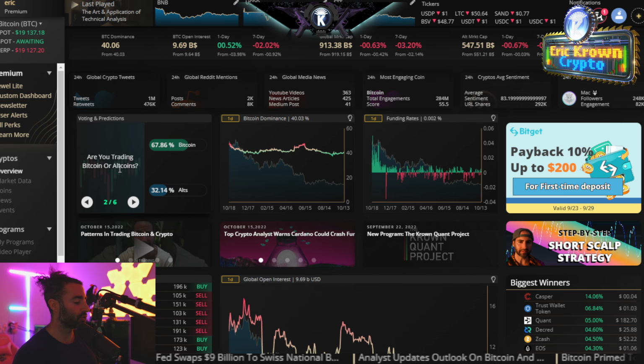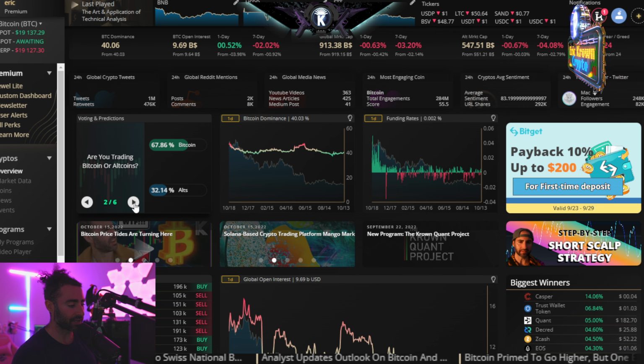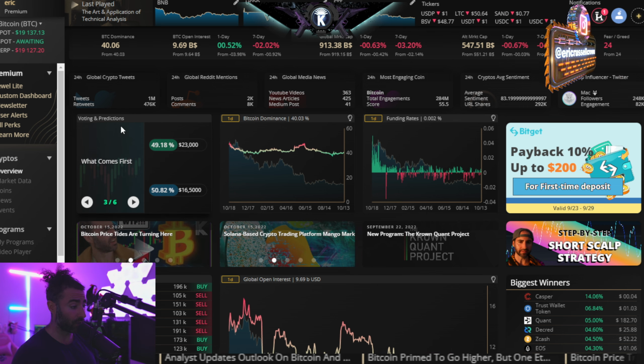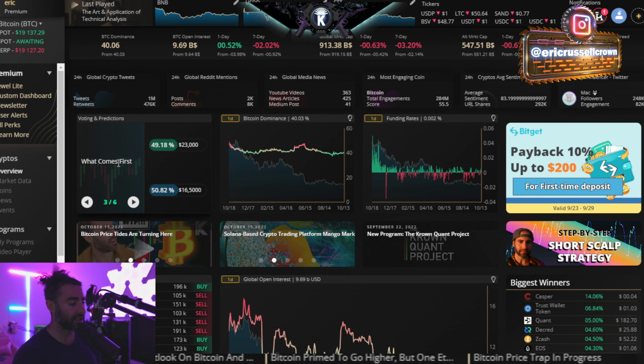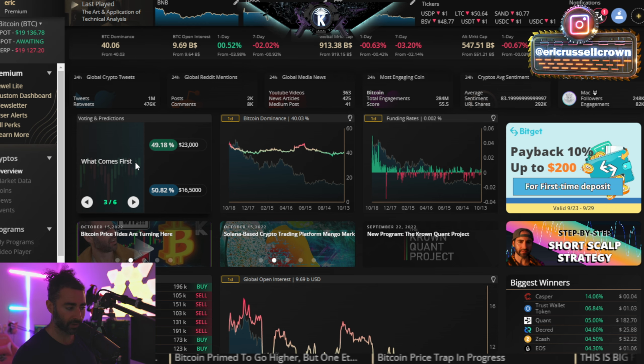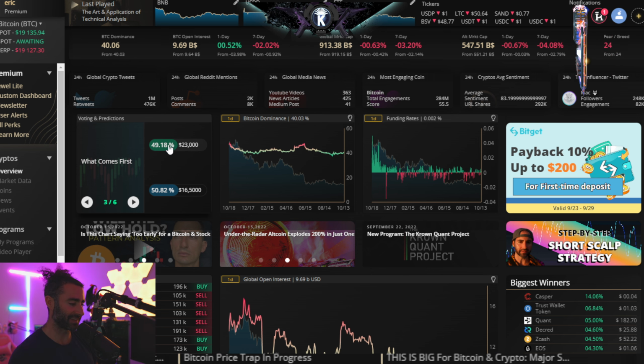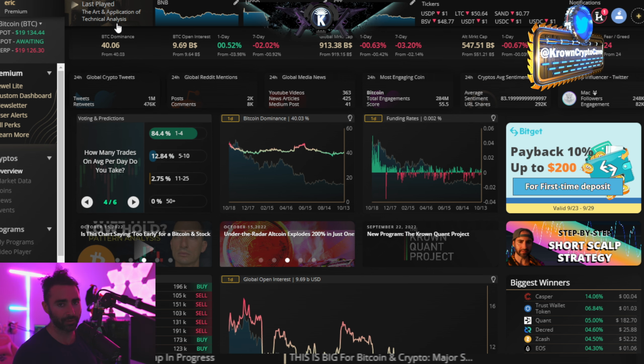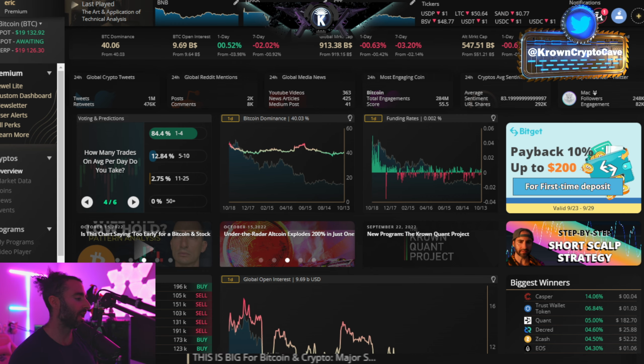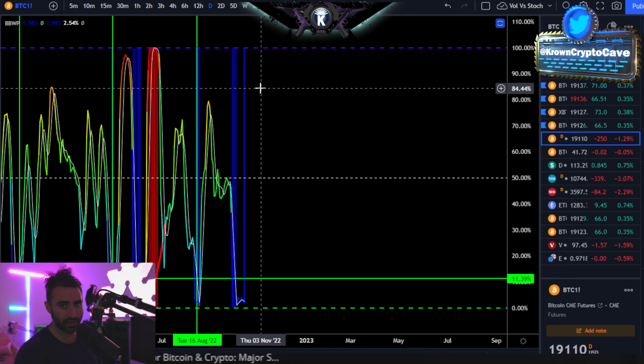Also, what I wanted to quickly put some eyes on here was the Krown trading application, because I thought this was super interesting on the polls, as we see the community is evenly split between what comes first, $23,000 or $16,500. I just thought that was super interesting, because it accurately reflects the sentiment within this market.